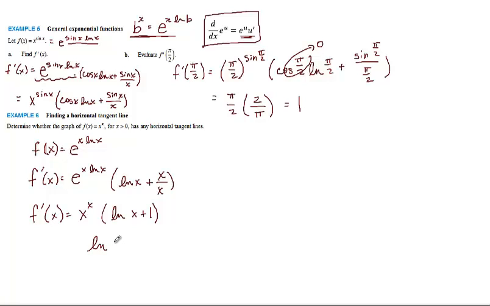So the only place that that could happen is the natural log of x plus 1 equal to 0. Solving this using my algebra skills, natural log of x equals -1. In order to get that x out of that natural log, I'll e both sides, and I will get x equals 1 over e. So when x is 1 over e, that would be where I would have a horizontal tangent line.